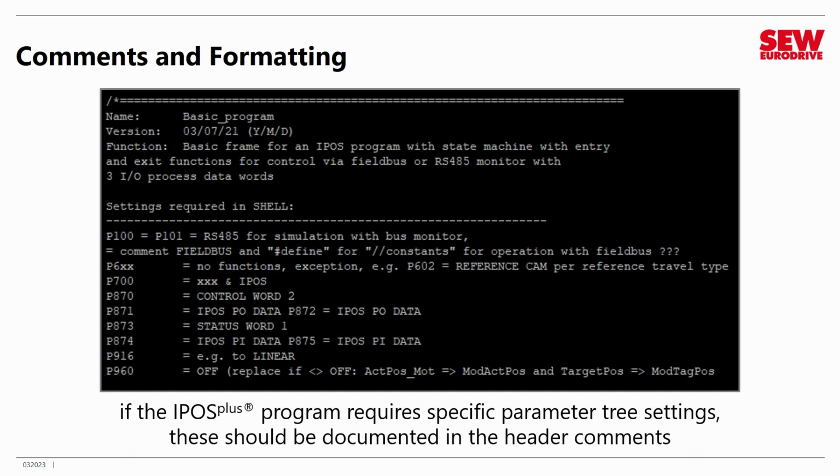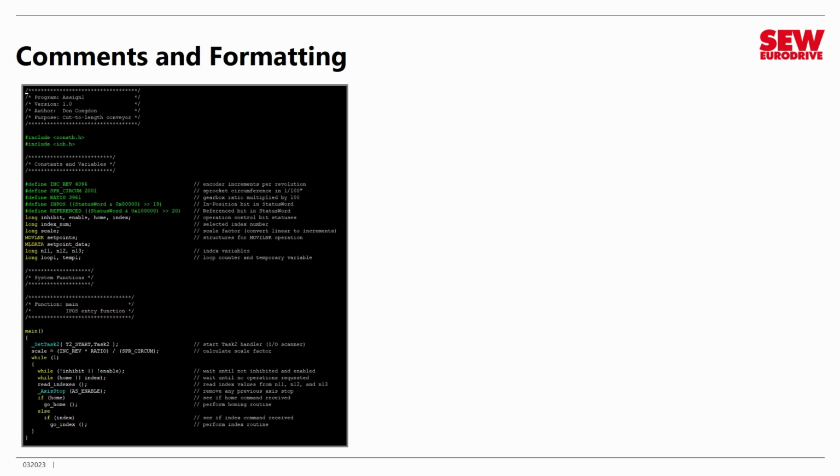Another thing you should do is, if your program requires specific parameters in the parameter tree of the MoviDrive B to be set to something, document it in the program's header. So set up a comment right after the header and document the parameters, what they should be set to. This is really important because if your program depends on these parameters being set to something and someone in the future doesn't know that, then your program probably will never work. And they won't know why unless they decipher your program. And again, that won't make you any friends.